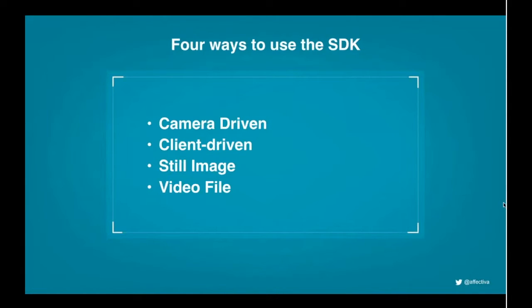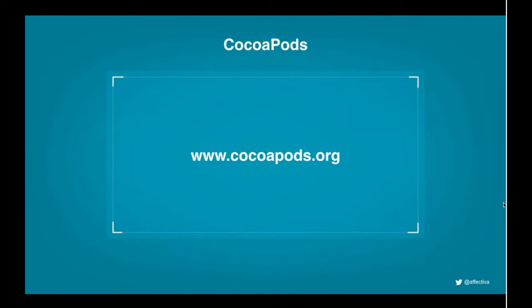There are four ways to use our SDK right now. Camera-driven, which is what I'm going to focus on in this talk, where the camera actually takes over the app and pushes the frames automatically for you. And then I will go over client-driven, where you can actually push the frames yourself. You can manage the camera on your own. The other way is still image, where you give us an image and we analyze the faces and the emotions for that still image, and then of course a video file which you supply on the device, and we can analyze that as well.